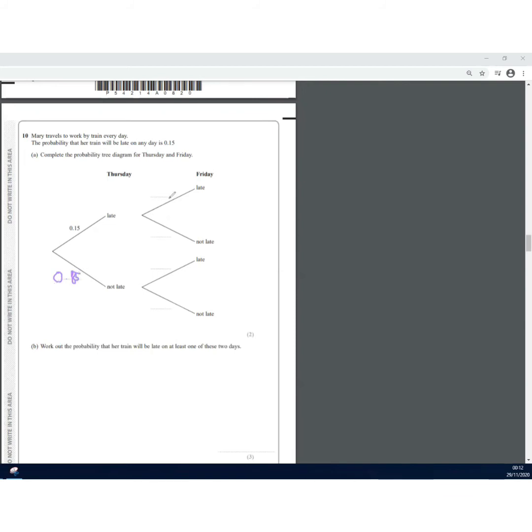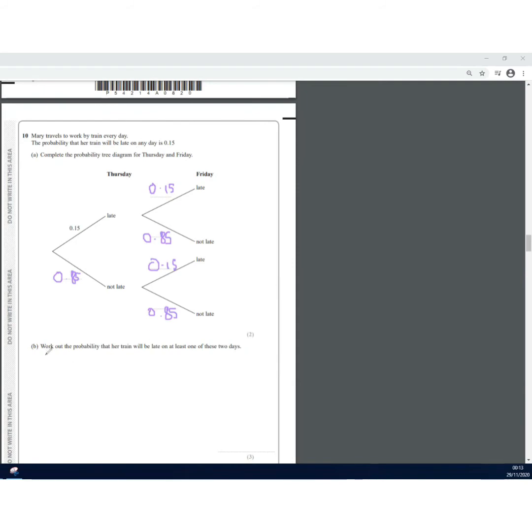And it says for Friday, the probability that the train will be late on any day is 0.15. So that will be the same for Friday being late. And obviously these two should again add up to 1. So that will be 0.85. That will simply be 0.15 as well, and 0.85. So the probability tree diagram is now completed.